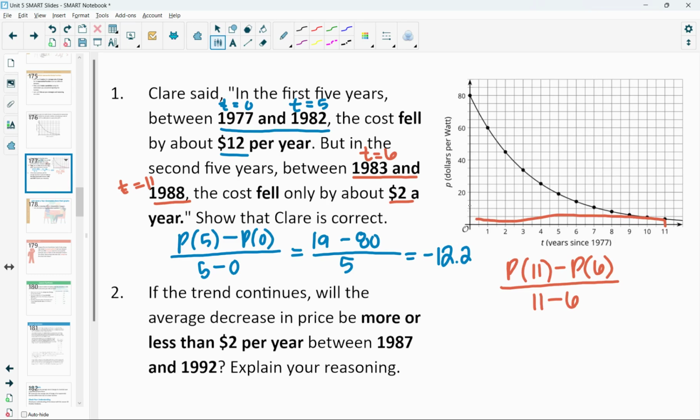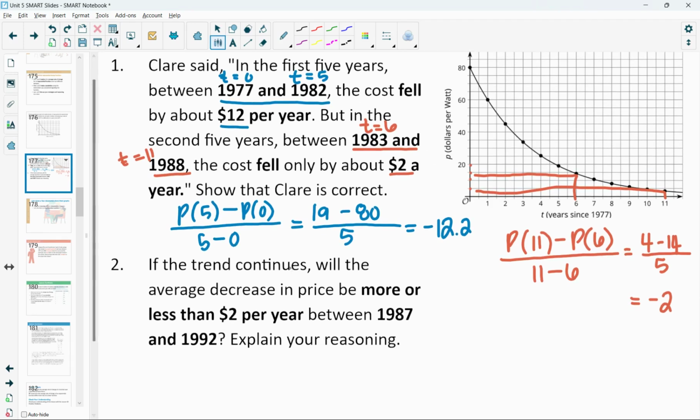So this is what, 1, 2, 3, 4. So these are counting by fives, 5, 10, 15, 20. So it's a little under 5, so maybe 4. And then P of 6, okay, is a little under 15, so maybe it's 14. And then 11 minus 6 is 5. So 4 minus 14 is negative 10 divided by 5 gives us negative 2. So we do see that it's decreasing by about $2.